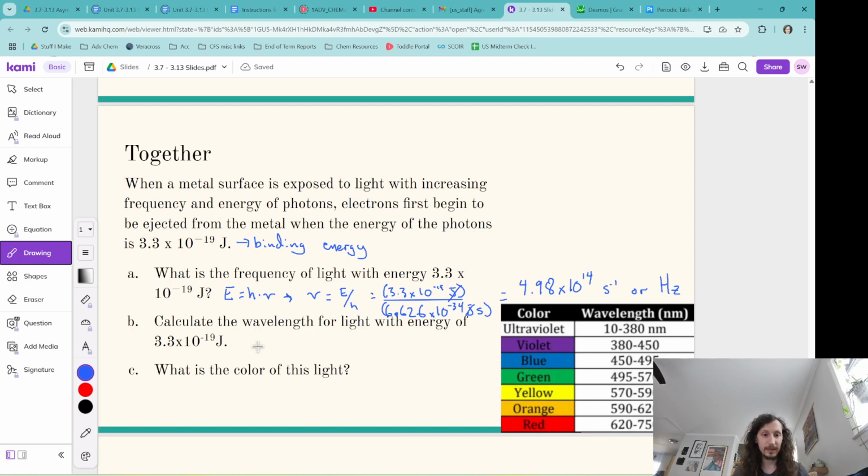Now, what is the wavelength for light? Well, now we're going to think about our equation that relates frequency with wavelength. So that's c, the speed of light, equals wavelength times frequency. So rearranged, we get wavelength equals c over frequency. Speed of light is 3 times 10 to the positive 8 meters per second. And we are dividing that by the value we just got for frequency, 4.98 times 10 to the 14th.